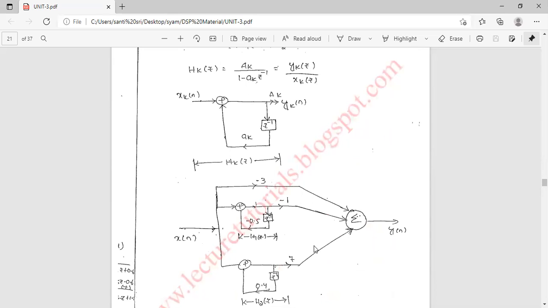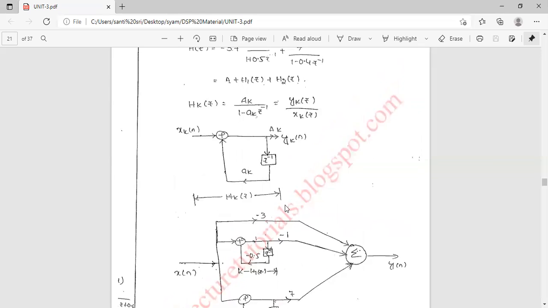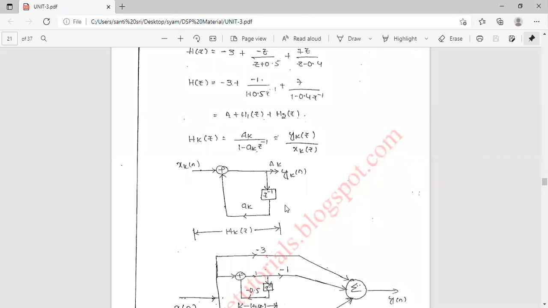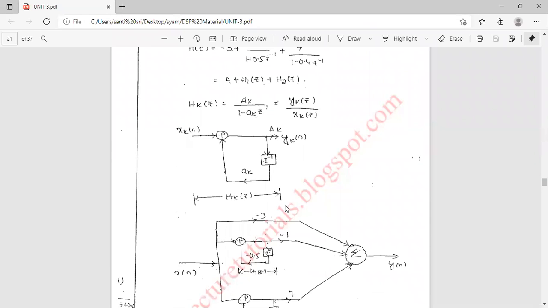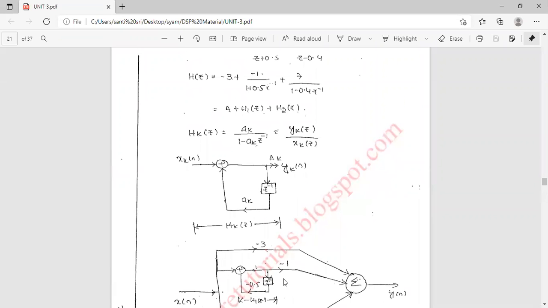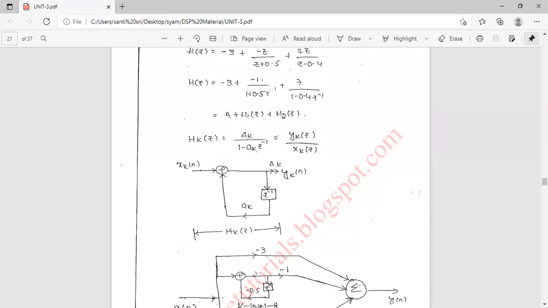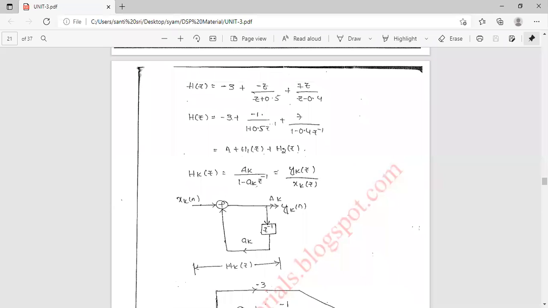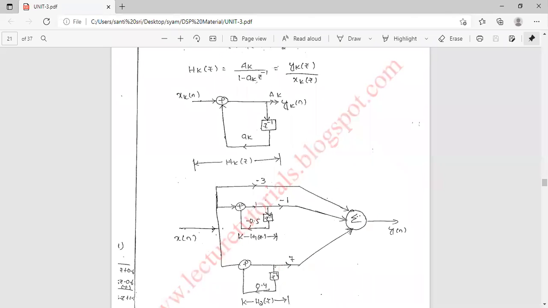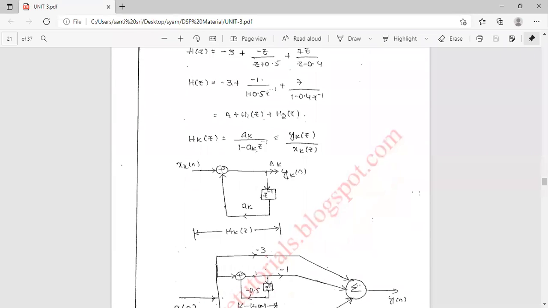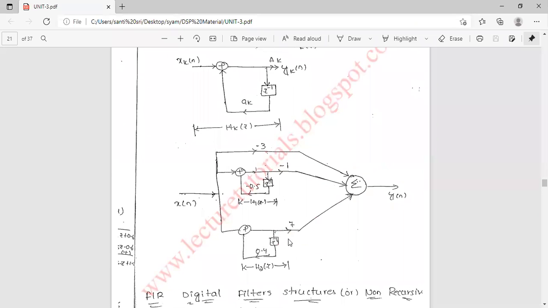So the parallel form can be written like this. This is A, minus 3 added. Then h1 of z is minus 1 by 1 plus 0.5 into z power minus 1, minus 1 by 1 by 0.5, so minus 0.5 into z power minus 1. Similarly, h2 of z is 7 by 1 minus 0.4 into z power minus 1. They all will be summed here. Okay, this is the parallel structure technique.